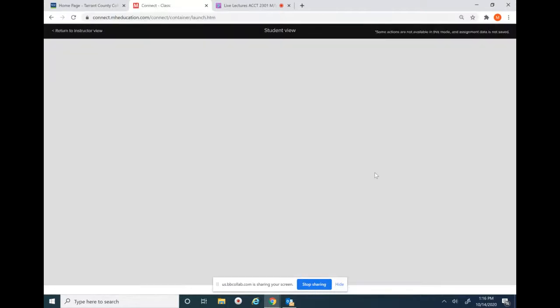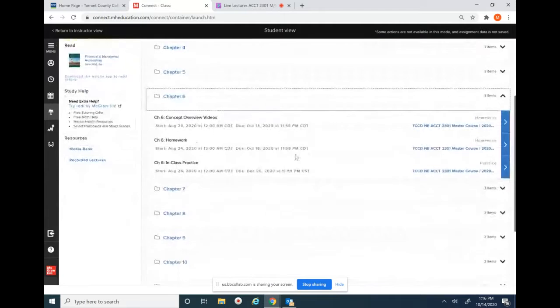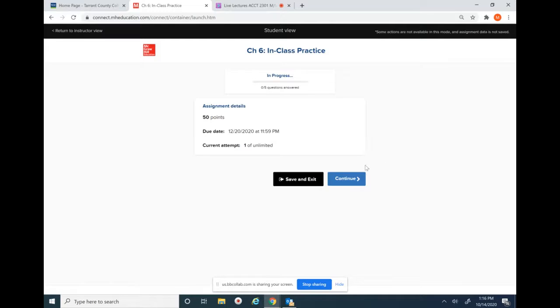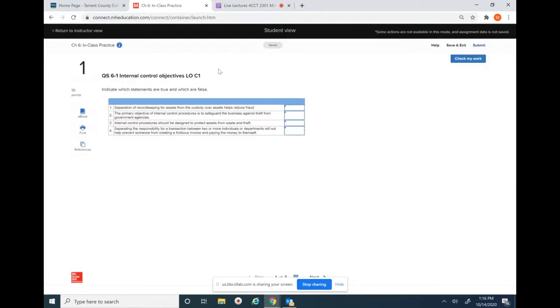Here's the student view. So this is what you guys should be seeing here. I'll go directly into chapter 6 and the in-class practice. There are a couple of problems here that you can attempt on your own. They're super simple, such as 6.1, internal control objectives. We're not going to spend time on those.